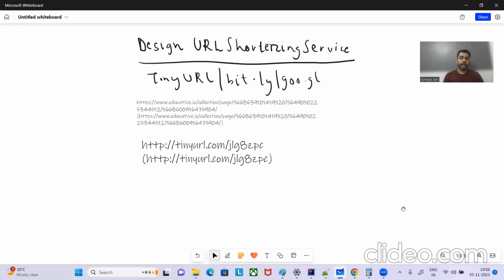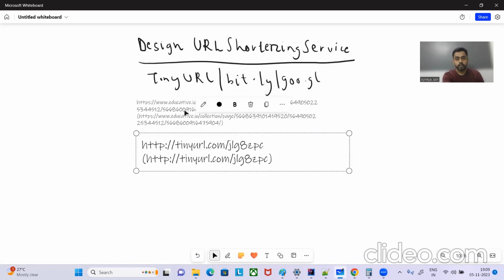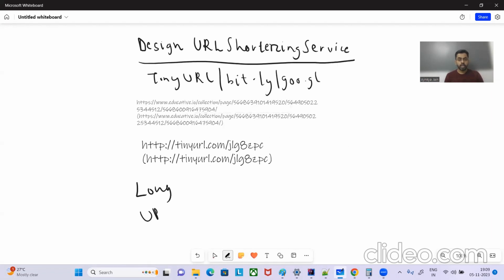Today we are going to see how to design a URL shortening service. First of all, what is a URL shortening service? What is its responsibility? Given long URLs as the input to this service, what output does it give? Short URLs.